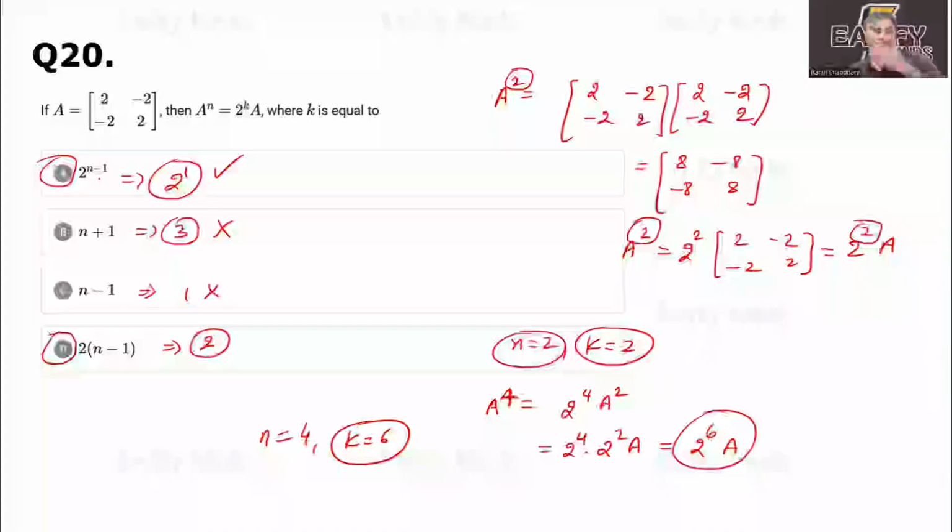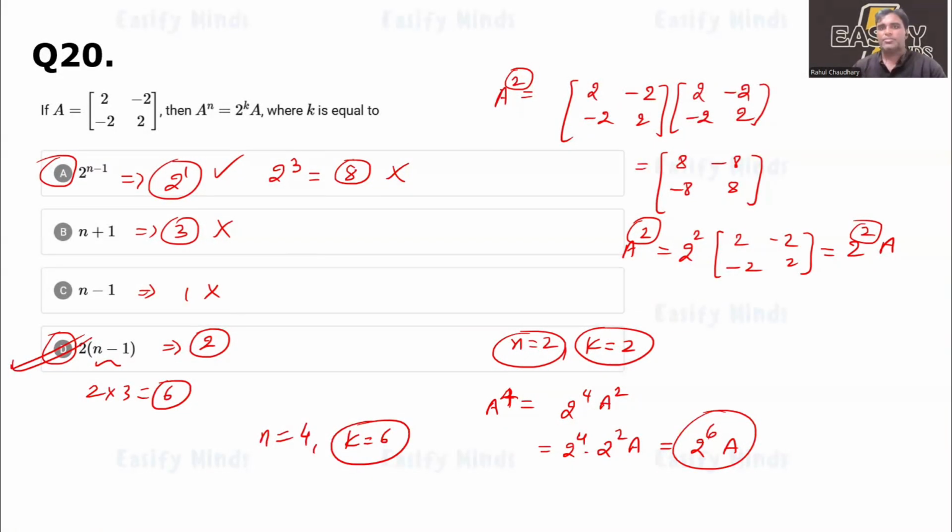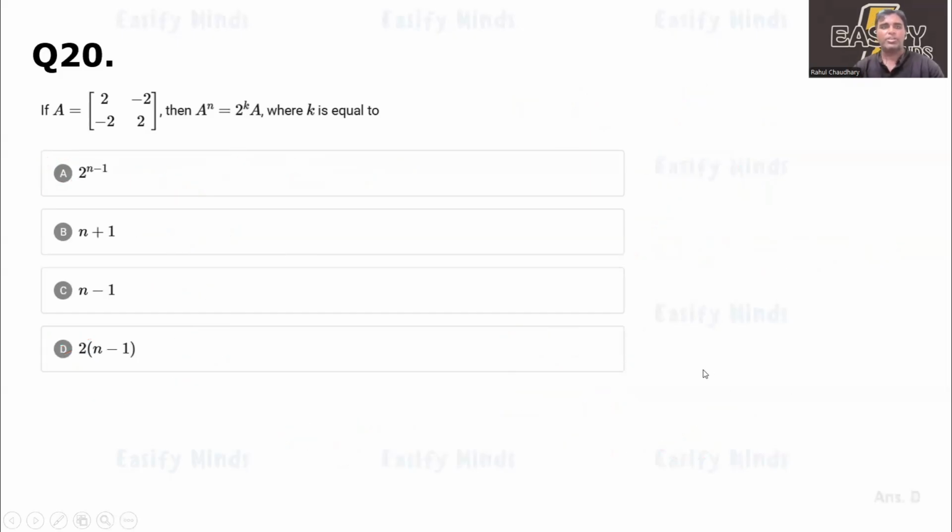Let's check the first option. N equals 4 minus 1, 3. 2 power 3, that is 8. Not, we are getting 6. Let's put here 4. 4 minus 1, 3. 2 into 3, we are getting 6. So D is my correct option. Clear? Understand how to do this question? Don't try to generalize it. First put A square, A power 4, some pattern you will get. So this answer will be option D, 2 into n minus 1. Clear everyone?